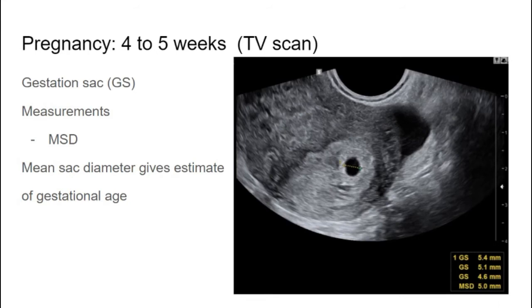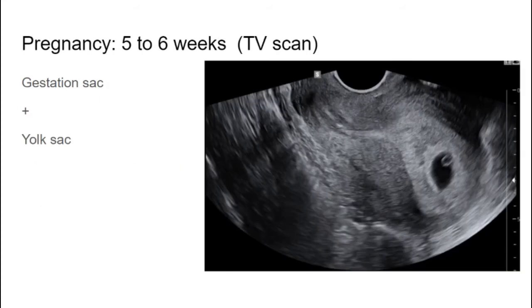So when you're looking at the gestation sac, we'll also take some measurements. So you can measure the MSD, or the mean sac diameter, and that will give you a rough estimate of the gestational age. So I've just put one image on here, but you would measure it in 3 planes to give you the mean or the average size.